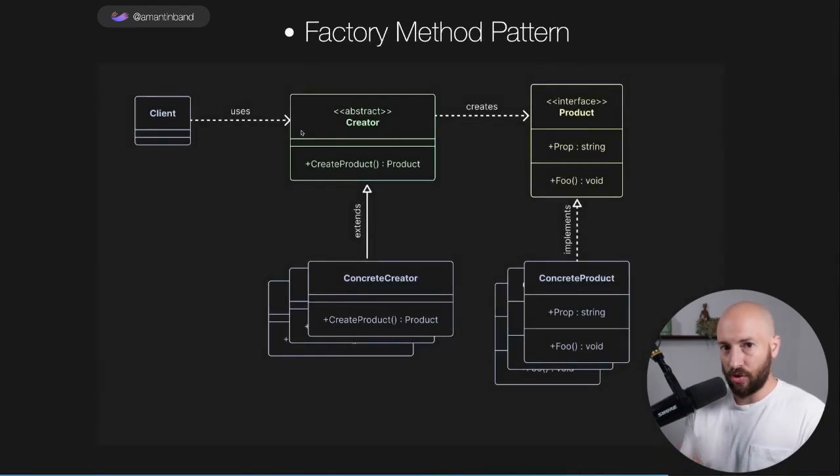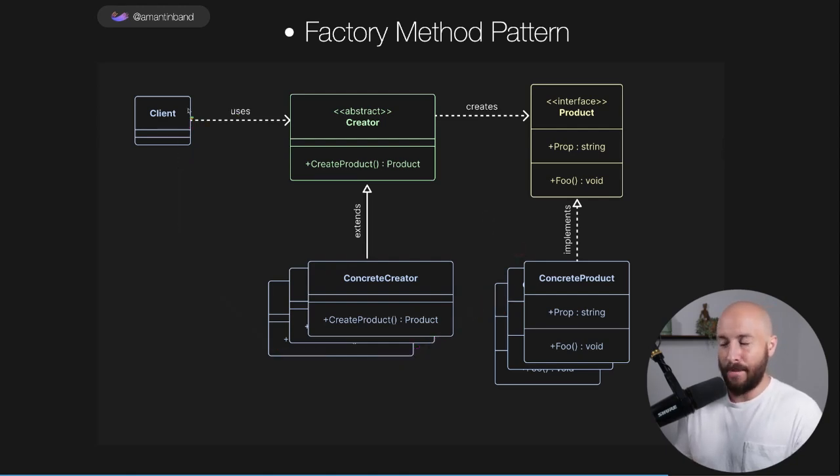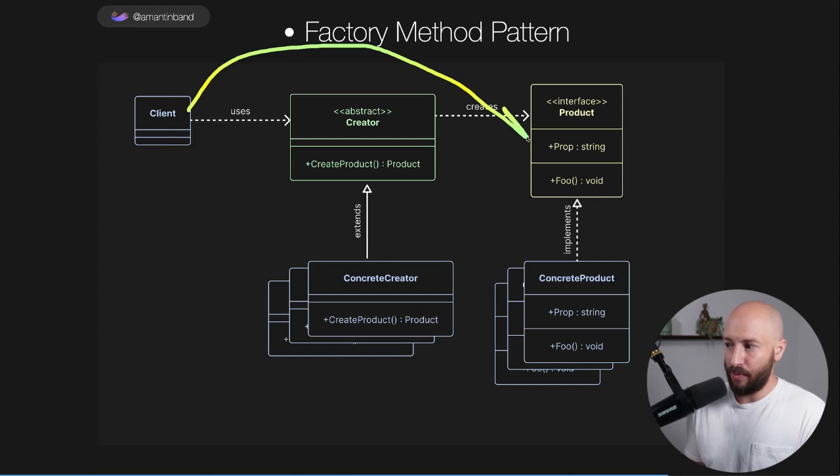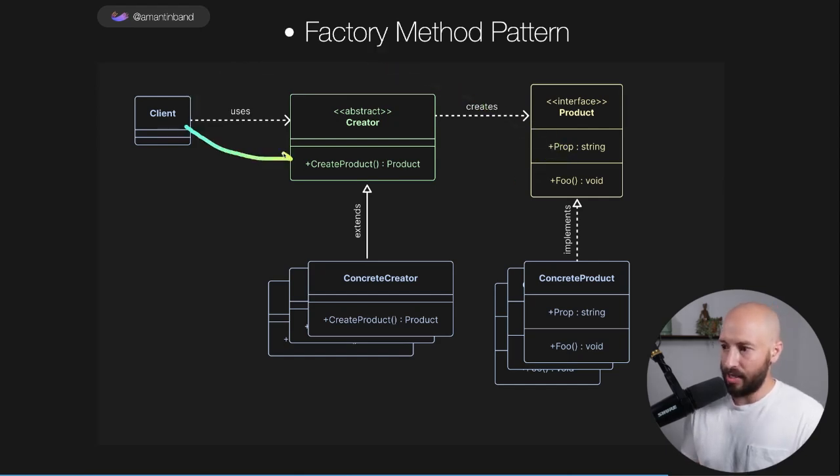Now, I want to do also another quick refresher on the class diagram of the factory method. So again, we have the client. The client in the end wants to have some concrete product. Now, the client doesn't necessarily care about the specific concrete product that it uses. Instead, it cares about the methods and properties that the product has. The client, to get hold of this product, goes ahead and uses the create product method in the creator.